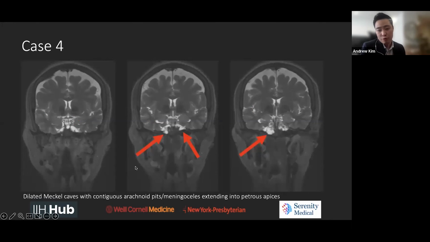Here are coronal views of the same thing. And you can appreciate in the coronal view the bilateral Meckel's caves that are dilated and ectatic, as well as that contiguous arachnoid pit extending inferiorly into the skull base and into the petrous apex, where you can see this really abnormal finding.